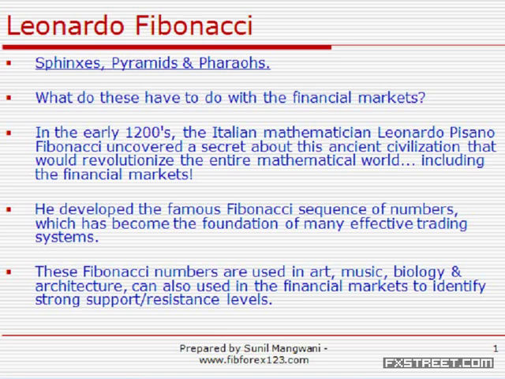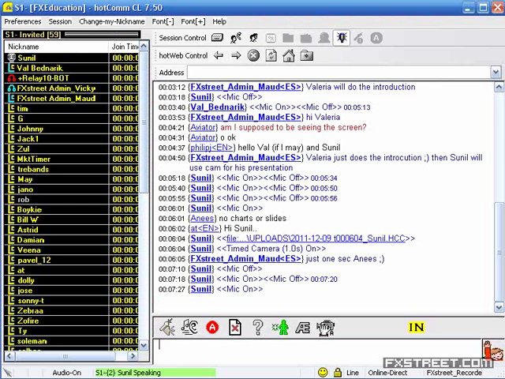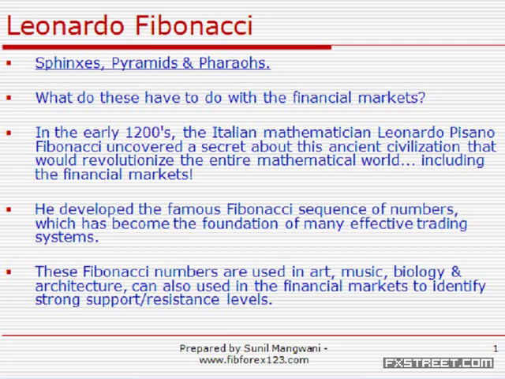Well, it was quite early 1200s when the Italian mathematician Leonardo Fibonacci uncovered a secret about the ancient civilization, as they say, which revolutionized the entire mathematical world and which is used today for the financial markets, which he developed: the Fibonacci sequence of numbers.